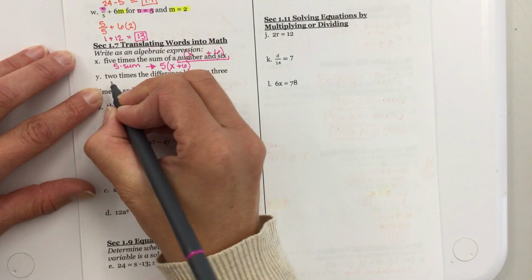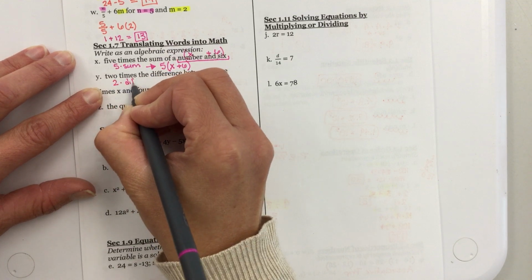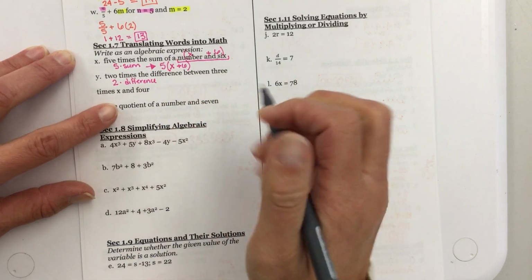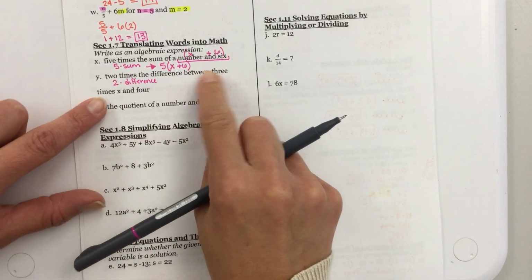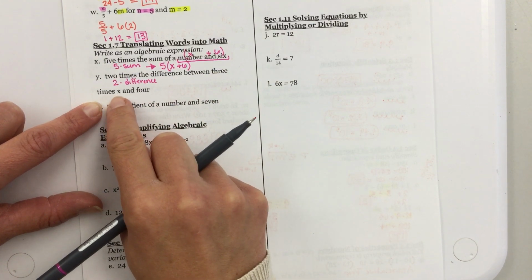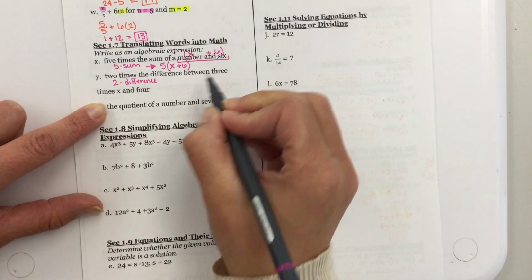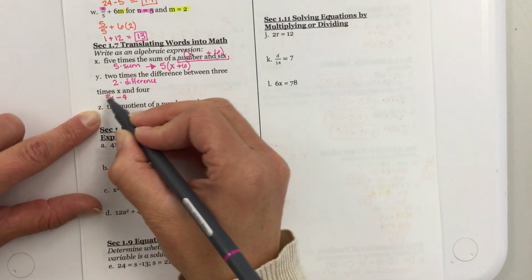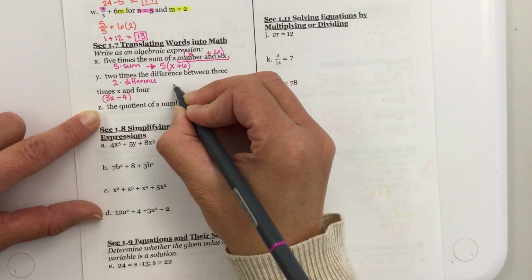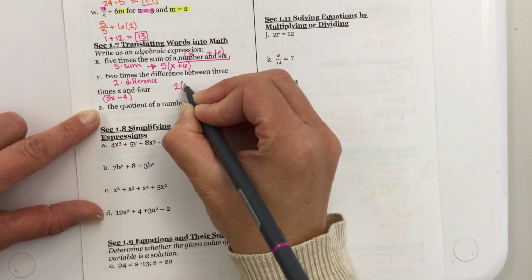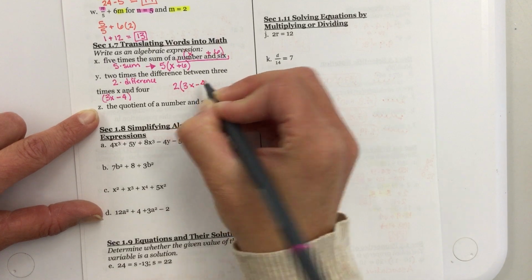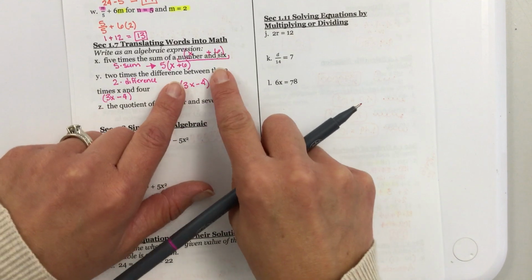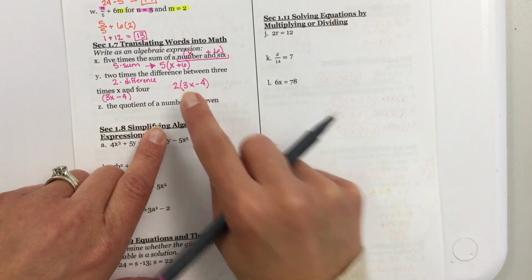So the next one, it says 2 times the difference. Difference is subtraction. It says between 3 times x and 4. So the difference is between 3 times x and 4, and you have to put that in parentheses. So it's going to be 2 times the difference of 3x minus 4. You're subtracting, finding that answer technically in parentheses, and then taking 2 times that.